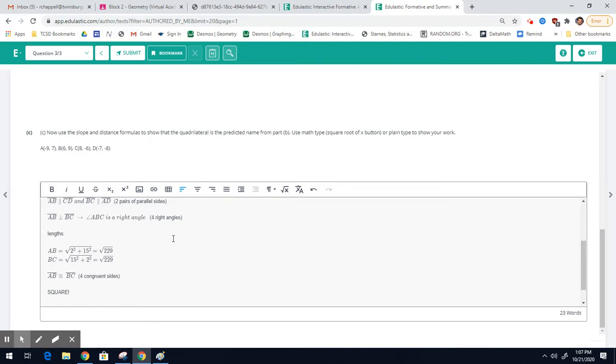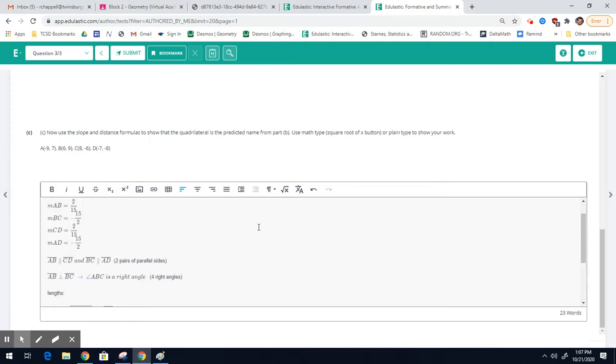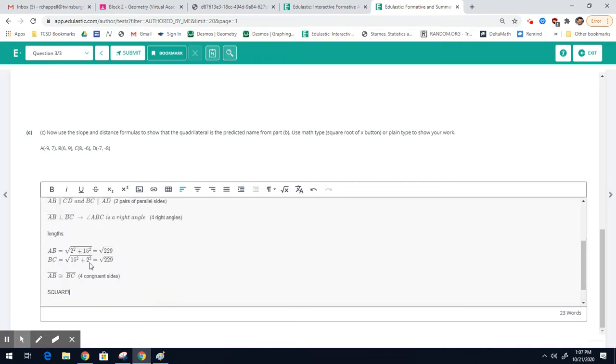Excellent. So there you go. So there's 3 good examples of what I want you to do. Again, down here, don't worry about the math type. Just type it out if you want to. Make sure your slopes are simplified, but then make sure you use those original slopes in the distance formula for your rise and run.